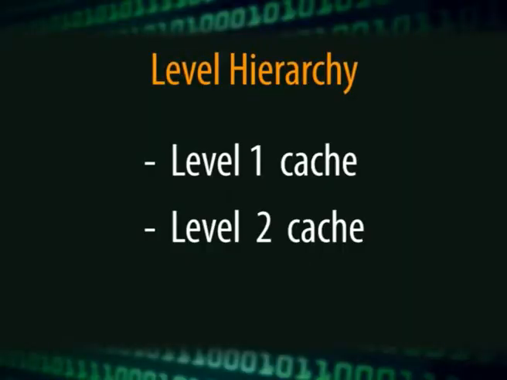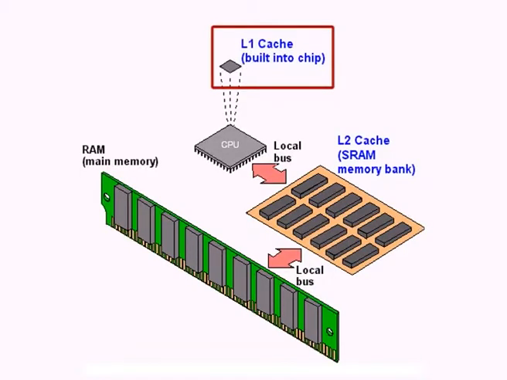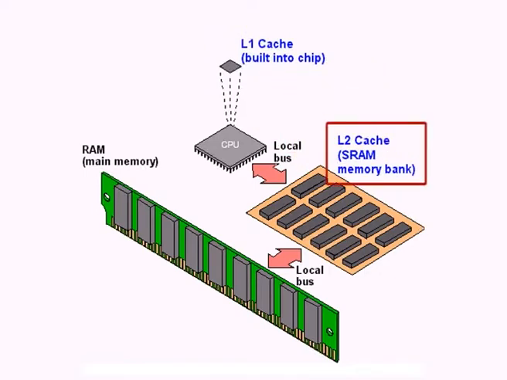Earlier, the cache memory was external to the CPU, but these days the cache is internal to the CPU and designed as a two-level hierarchy. These two levels of cache are termed level 1 and level 2 cache. The level 1 is faster memory and is closer to the CPU as compared to level 2 cache.